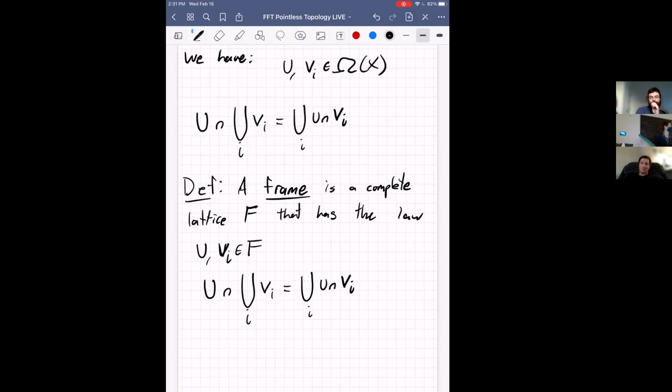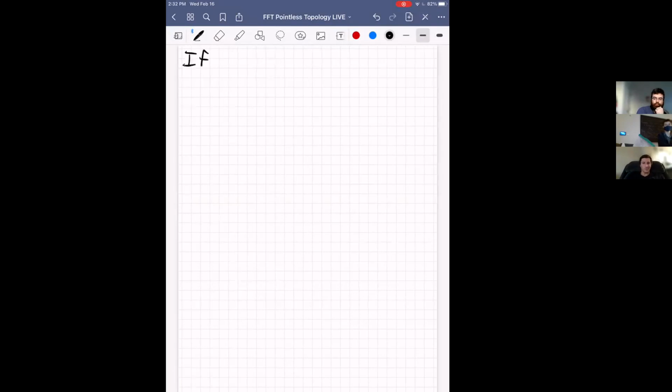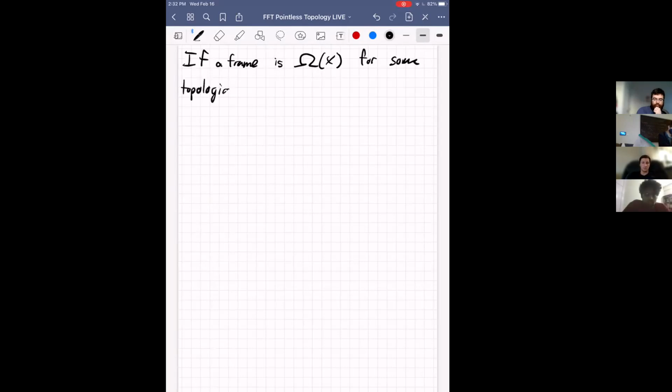And our idea is somehow our frame we should be able to study this instead of studying a topological space. So first, one term: if a frame is Omega X for some topological space, then F is spatial. There do exist frames which aren't spatial, and those kind of get weird.